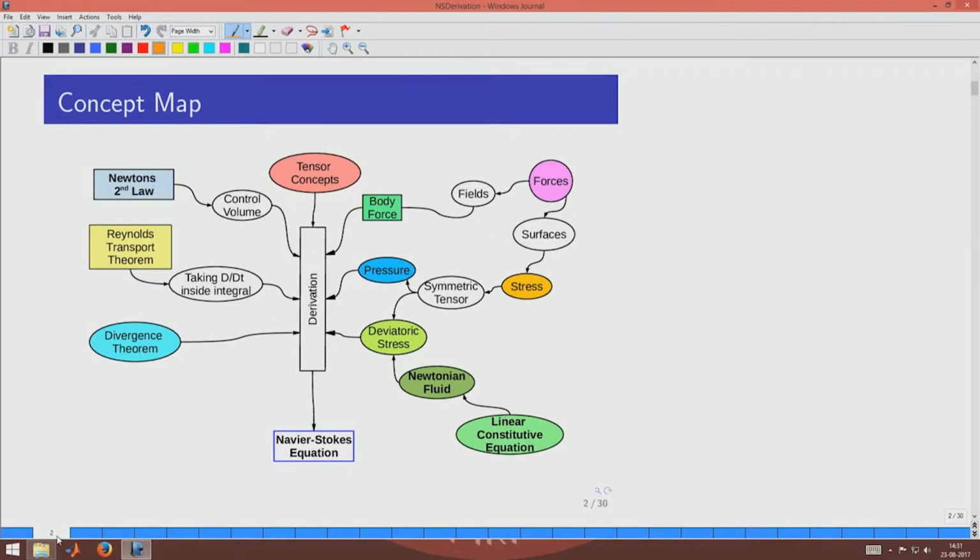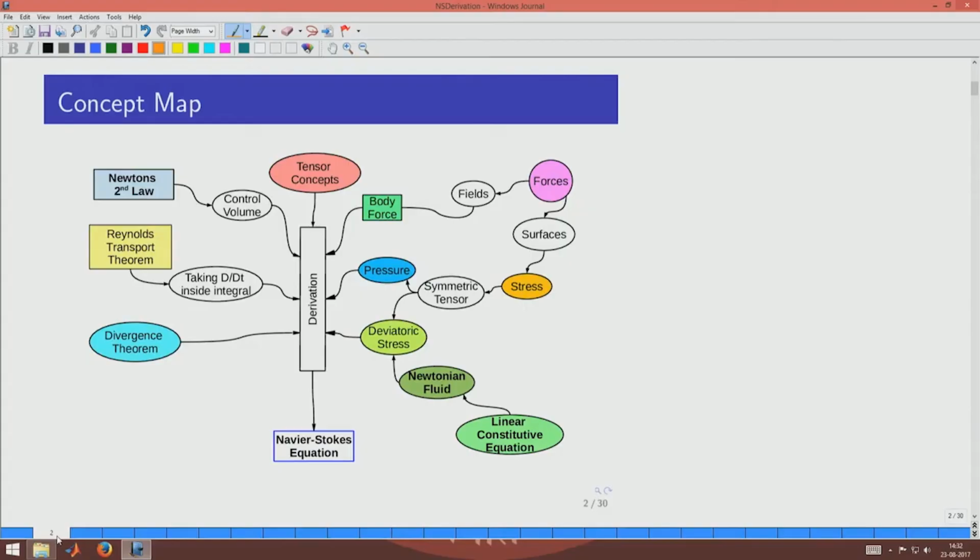And then we are going to decompose the symmetric stress tensor into two components, the pressure component, the way we know the pressure, and the deviatoric stress component. And then we are going to relate the deviatoric stress to the velocity gradients through a linear constitutive equation, introducing the concept of a Newtonian fluid. And then we put these all into the derivation along with the tensor concepts like a symmetric tensor when multiplied with an asymmetric tensor and then summed, you get a 0, and how the isotropic tensor of order 4 can be written, and so on. So, all these things put together will give you the Navier-Stokes equation.